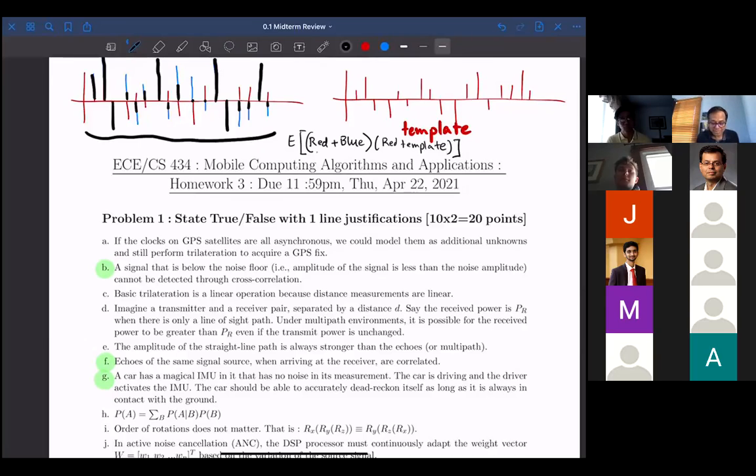So red times red template, that is going to get squared at the right shift. And the expectation of blue times red template, that is where you ask, what is the correlation between blue and red template? Are they going up and down at the same time, or are they random? So if the expectation of blue and red template is 0, then what you're left with is the expectation of red times red template. That value is large. Good.